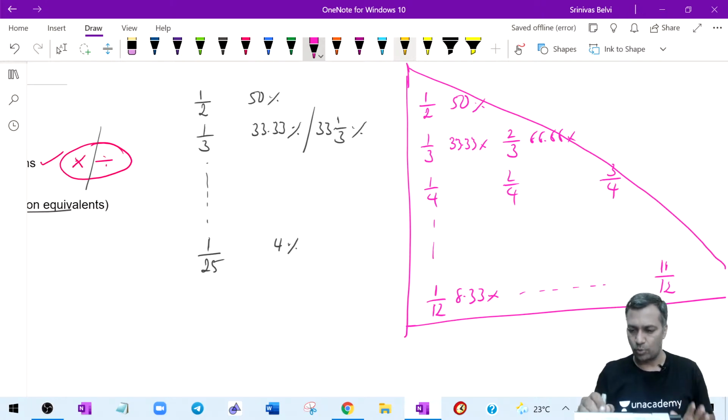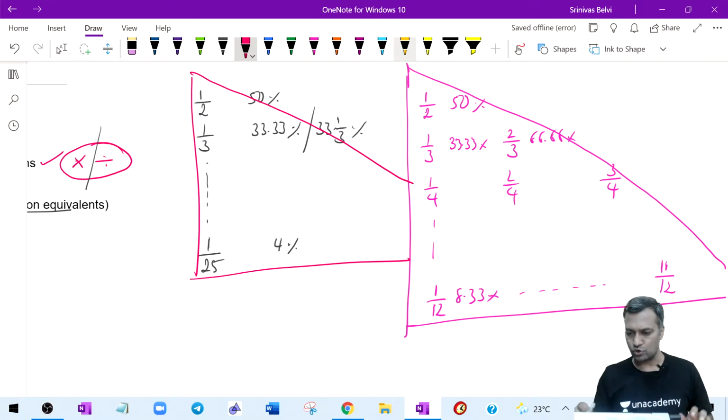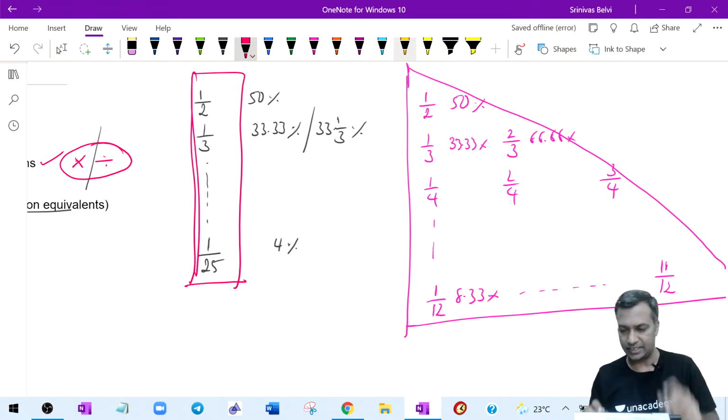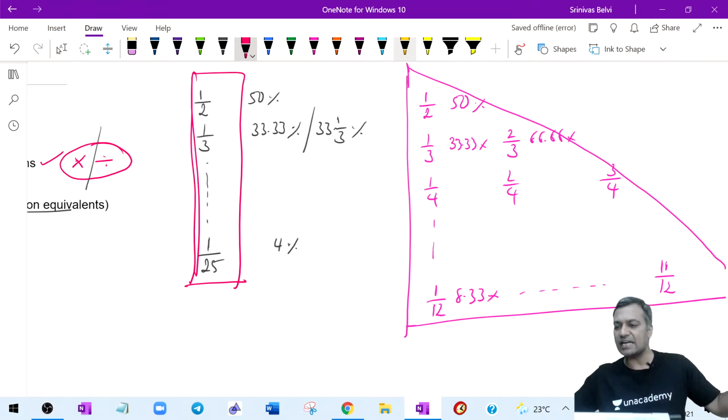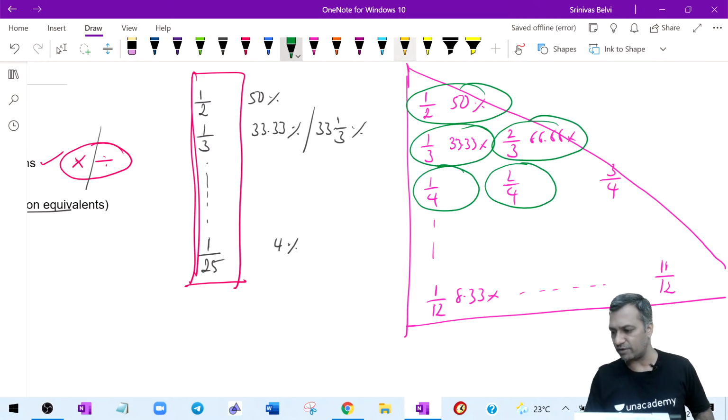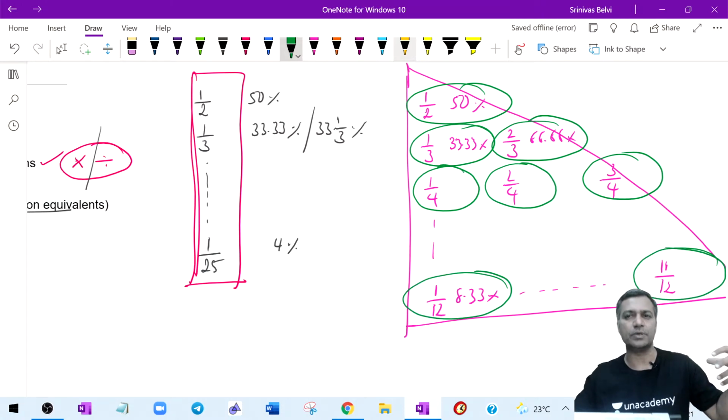Now, these are the nuts and bolts for today's lecture. One is this entire vertical list, 1 by 2 to 1 by 25, and what the percentages are. The other is this triangular list, where 1 by 2, 1 by 3, 2 by 3, and then 1 by 4, 2 by 4, 3 by 4. Likewise, 1 by 12 up to 11 by 12. If you know these percentage values, it will make a lot better sense, right?